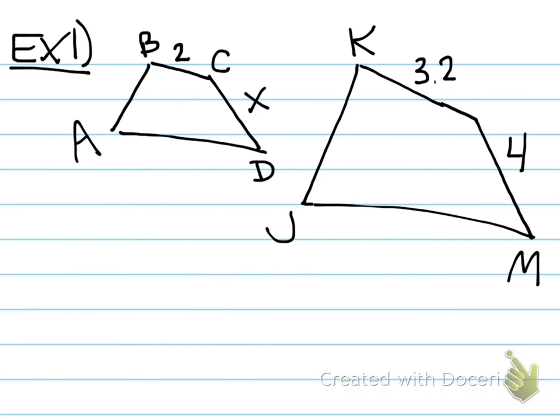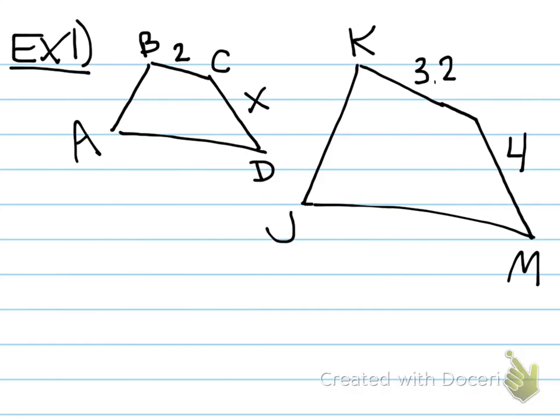Alright, so let's see how we can use this to solve some problems. In this drawing, we have two quadrilaterals that are similar. Okay, so again, knowing that all corresponding sides have to have equal ratios, all corresponding angles have to have the same measure. Okay, so let's go ahead and set up two equal ratios between the two quadrilaterals we have here, and we can use our proportion work to solve for x.